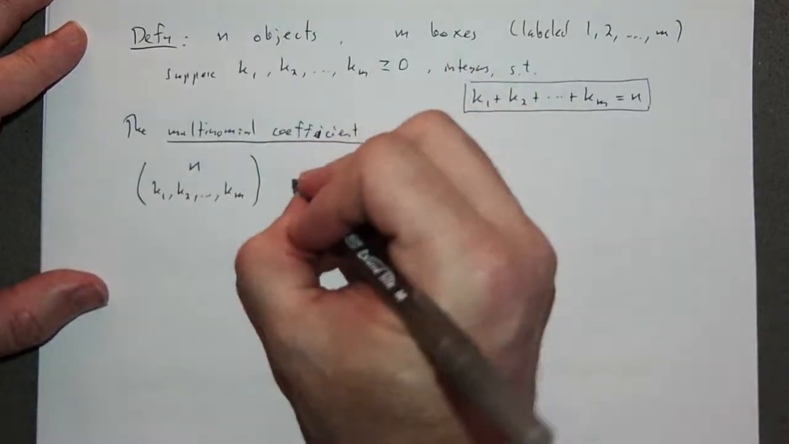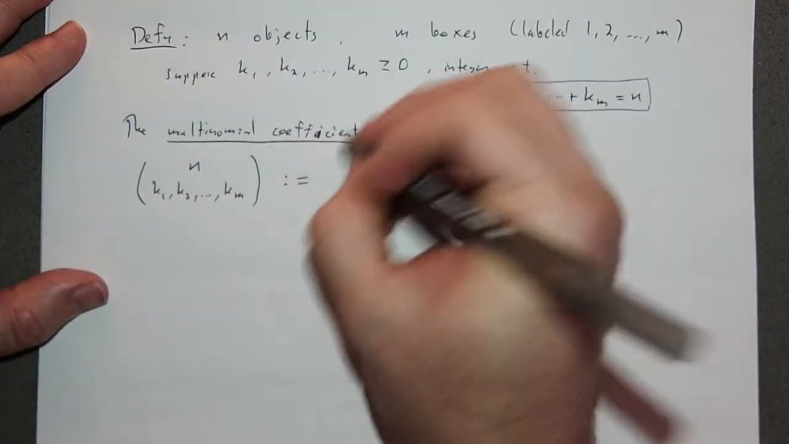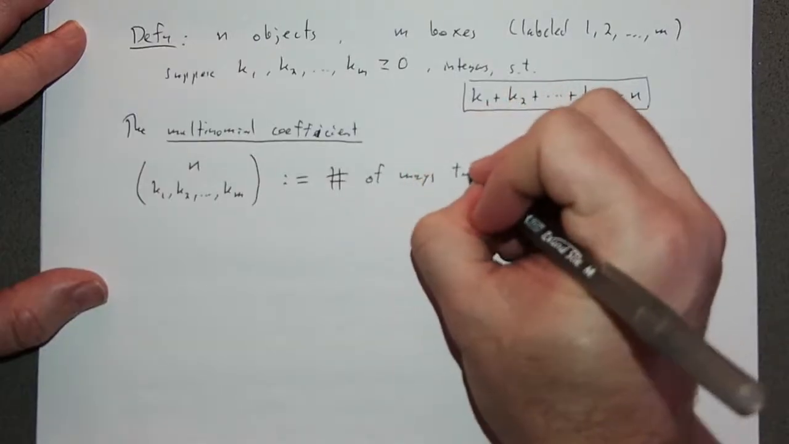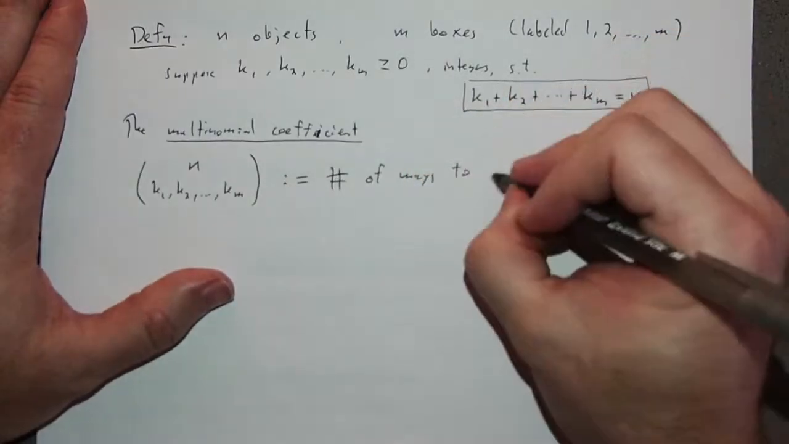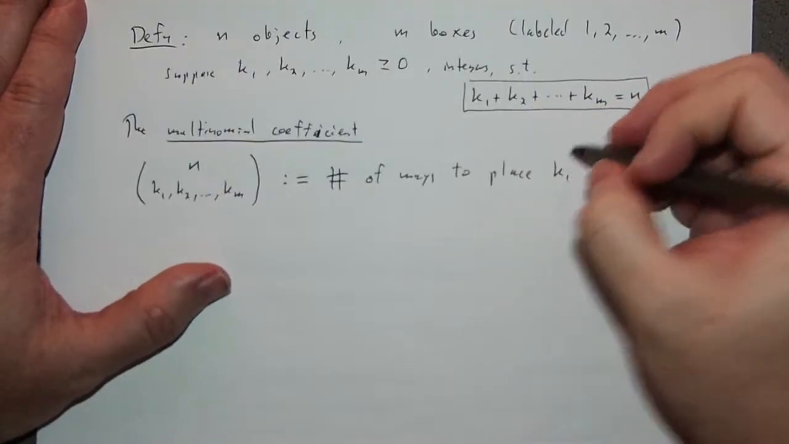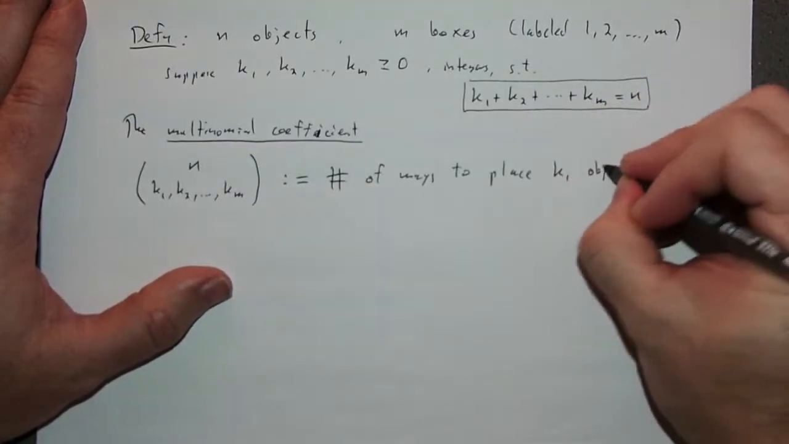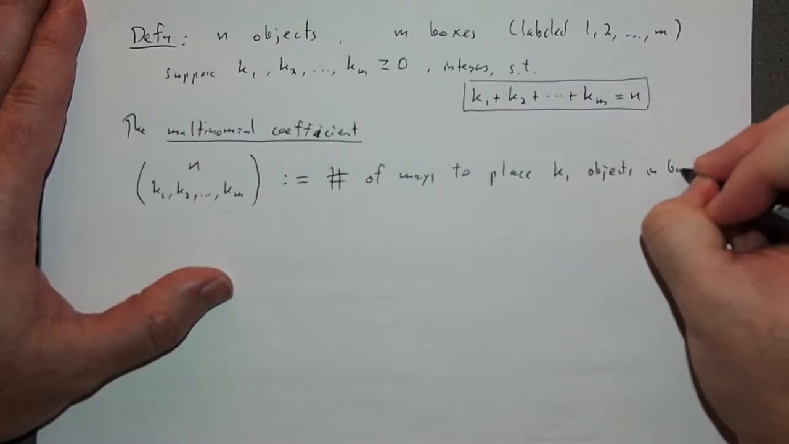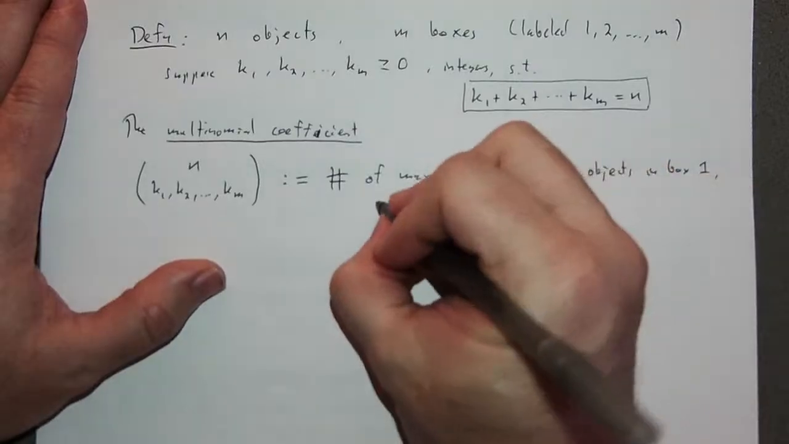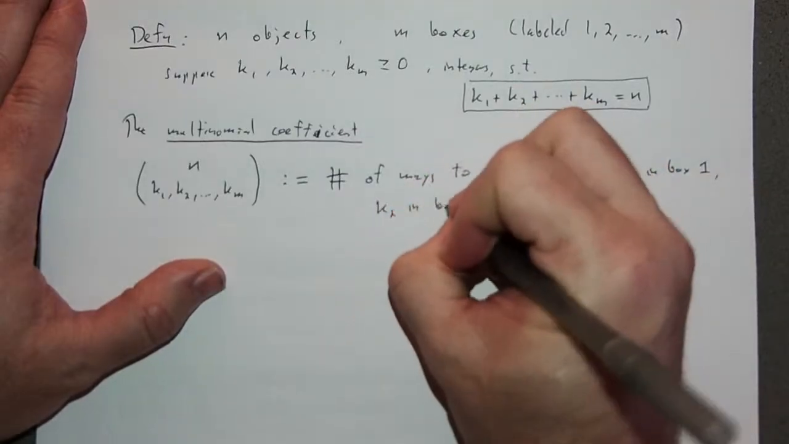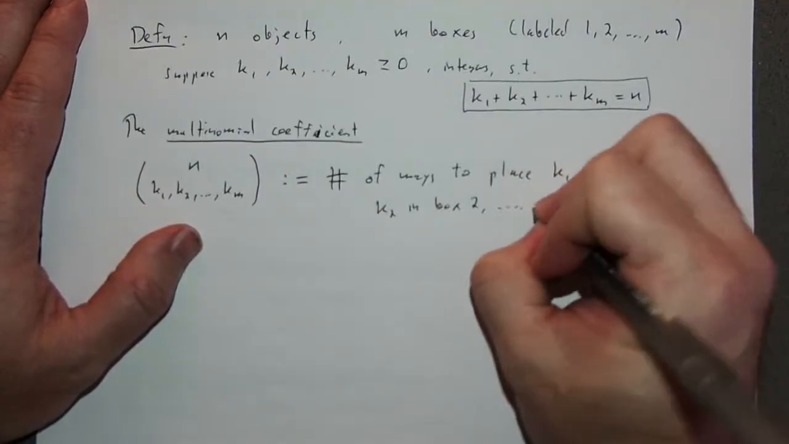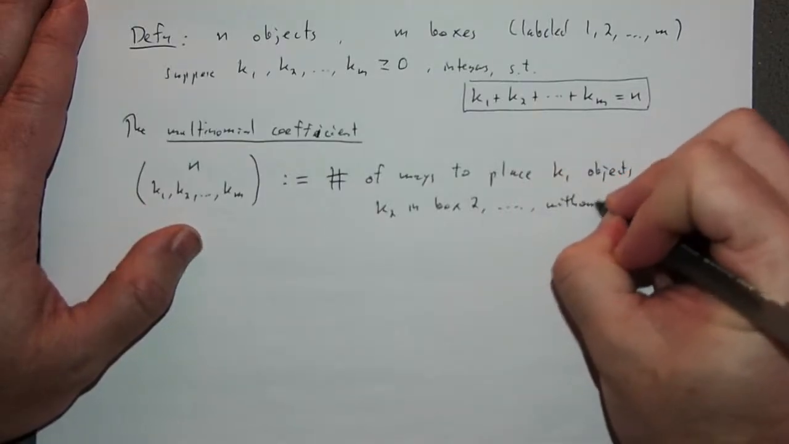This is defined to be the number of ways to place k sub 1 of the objects in box 1, k sub 2 in box 2, and so on, without regard for order.